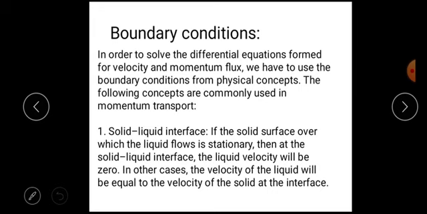So let us look at the boundary conditions. Basically the boundary conditions are used to remove the integration constants which appear during the applying of shell momentum balance. So the first boundary condition is solid liquid interface. If the solid surface over which the fluid is stationary, then at the solid liquid interface the liquid velocity will be 0, means no slip condition is applied. In other case, the velocity of the fluid will be equal to the velocity of the solid at the interface when the solid is moving.